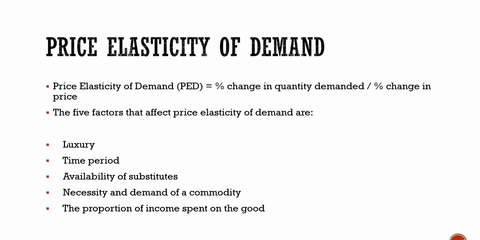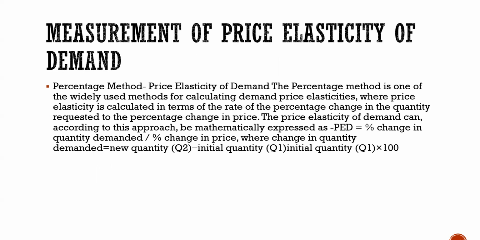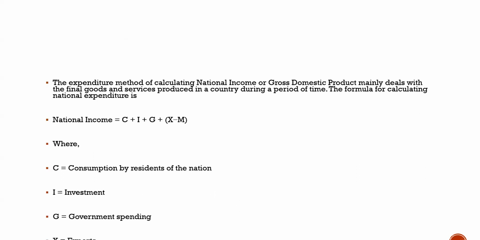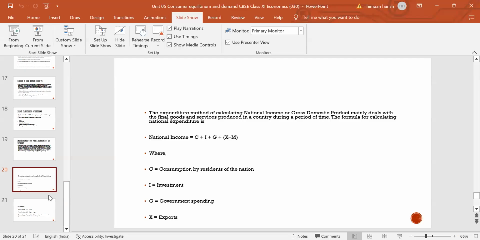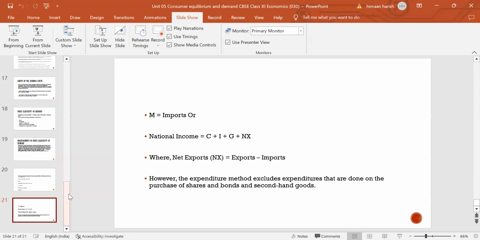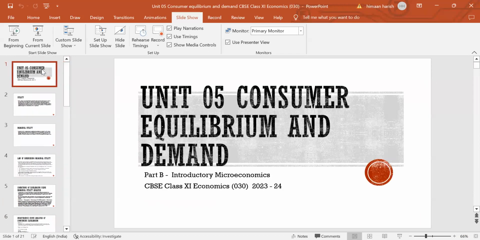There's a concept of price elasticity of demand, where price elasticity of demand is the percentage change in quantity demanded by percentage change in price. There are 5 factors which affect price elasticity of demand. There's the measurement of price elasticity of demand, which are the two concepts of percentage change method and expenditure method. So these are one of the main concepts in the unit 5 of the consumer's equilibrium and demand.